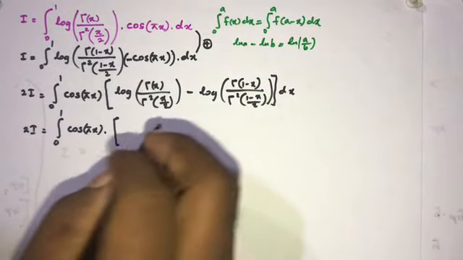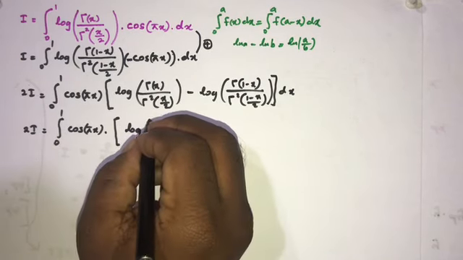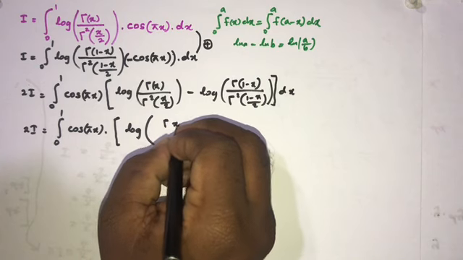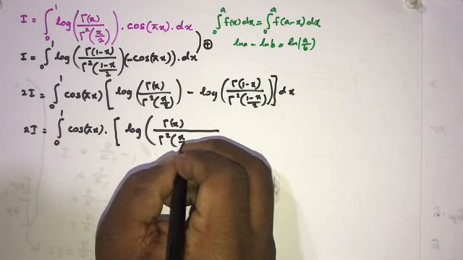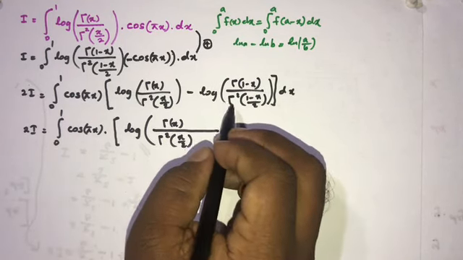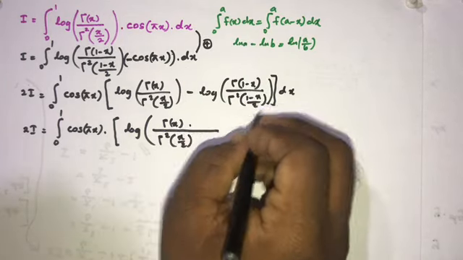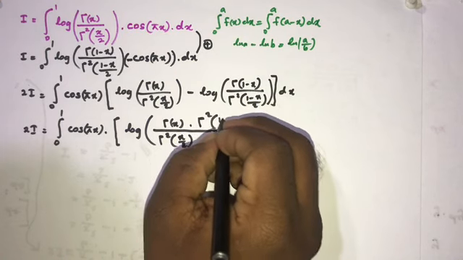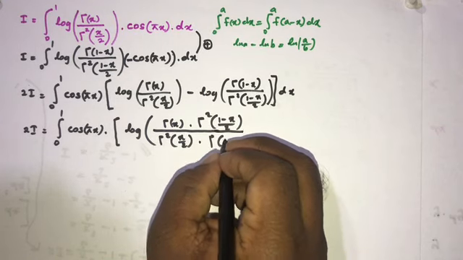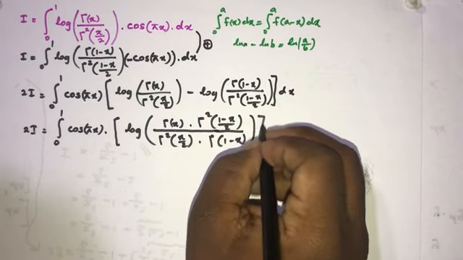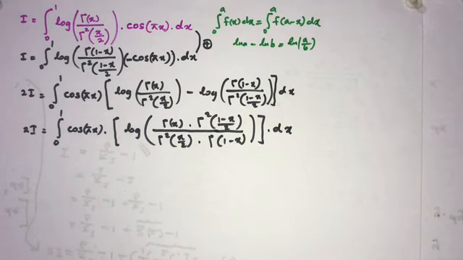So here we can write natural log of gamma of x over gamma square of x over 2, then we should divide by this part. So in the denominator, gamma square of 1 minus x over 2 and gamma of 1 minus x, dx. Okay, now what can we do?